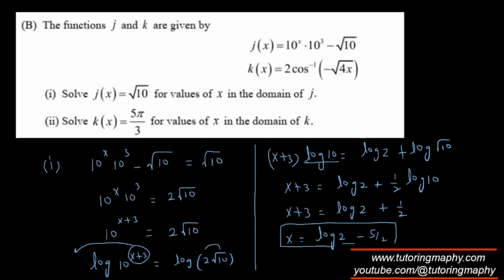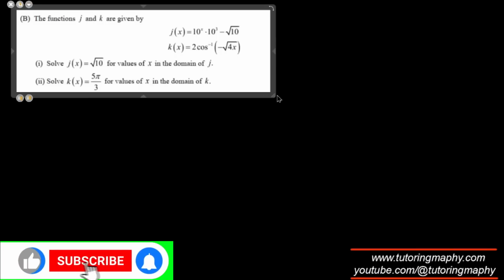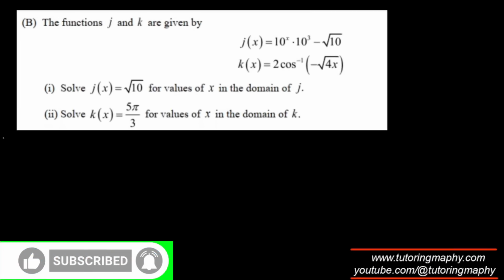I'm not writing anything in the base because the default base is 10, so yeah, that's understood. And finally, the last one, part 2, is inverse trig. We have to solve for k equal to 5 pi over 3.